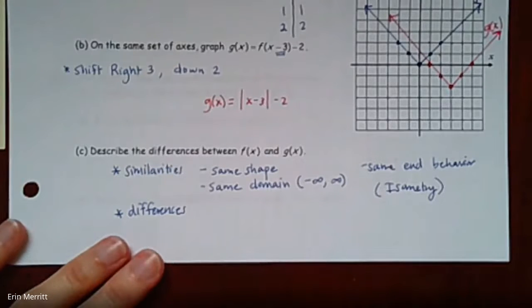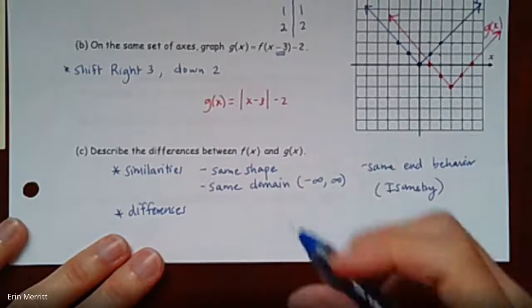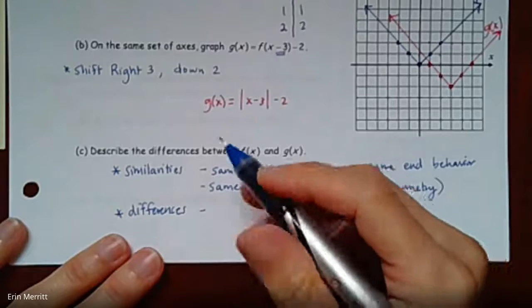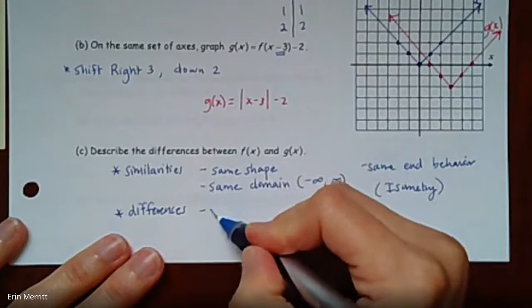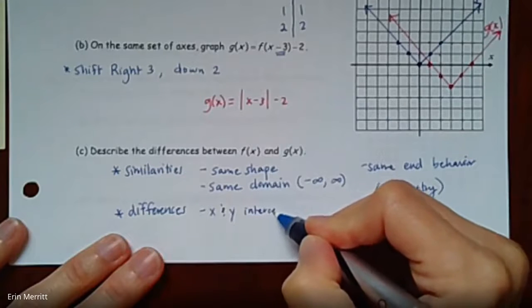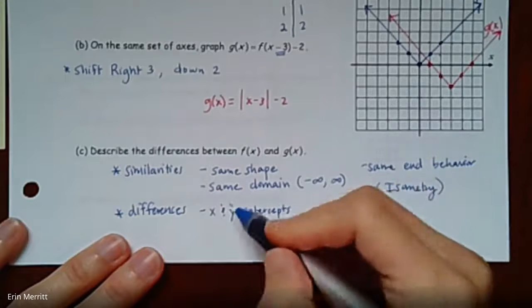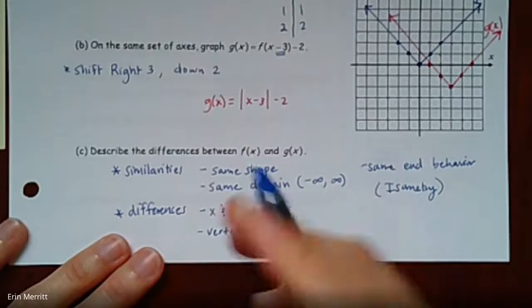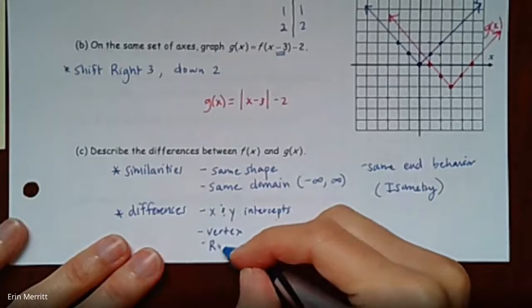Right? But in terms of differences, well, obviously different locations. So along with those different locations means that you have different x and y intercepts. Different vertex, and the range changes.